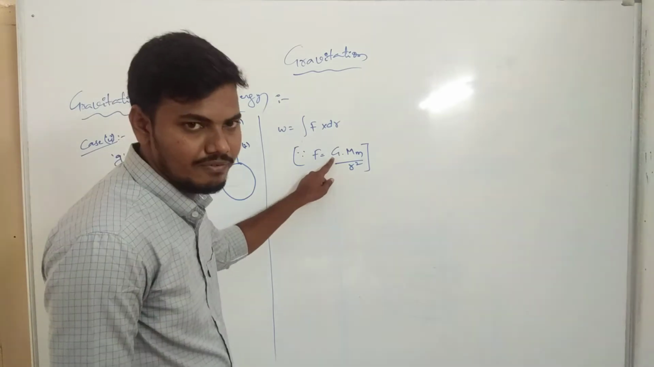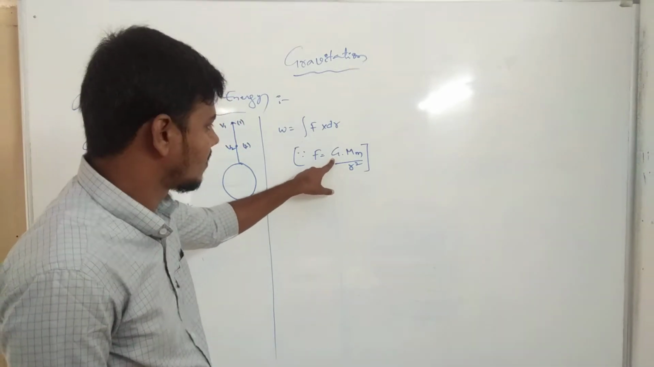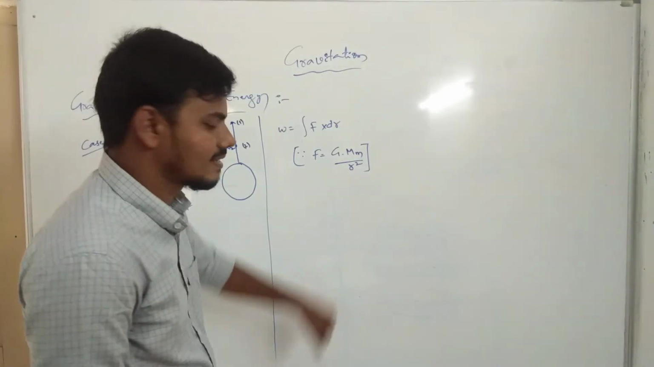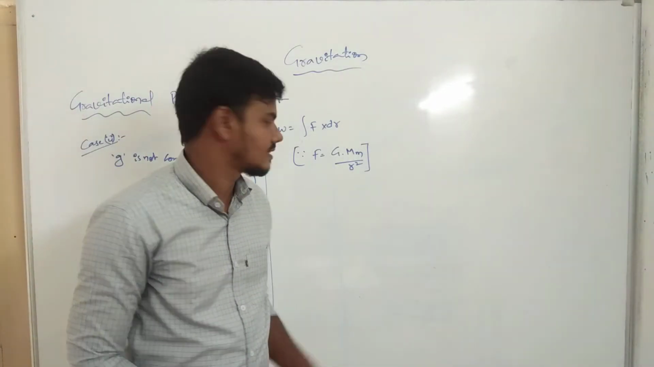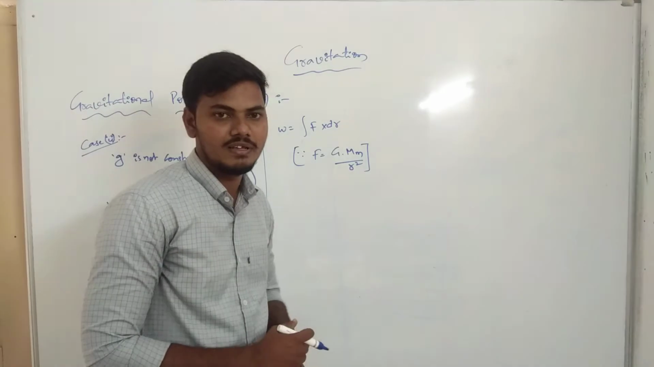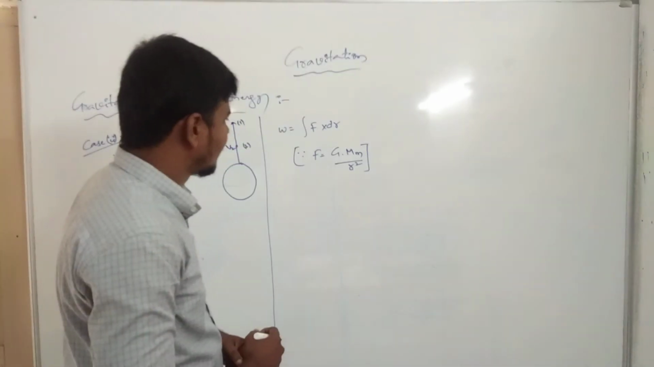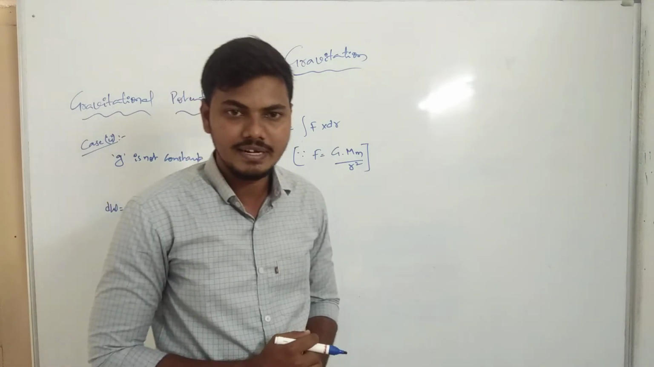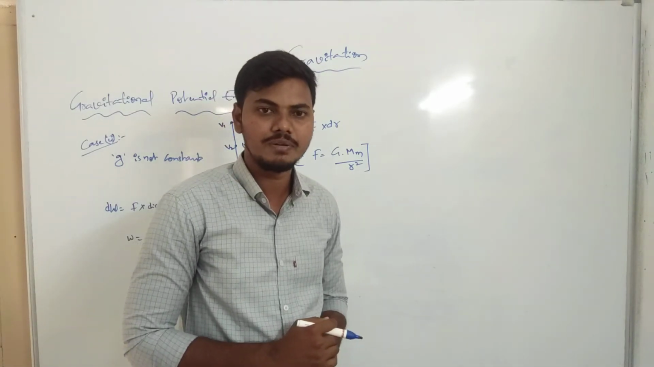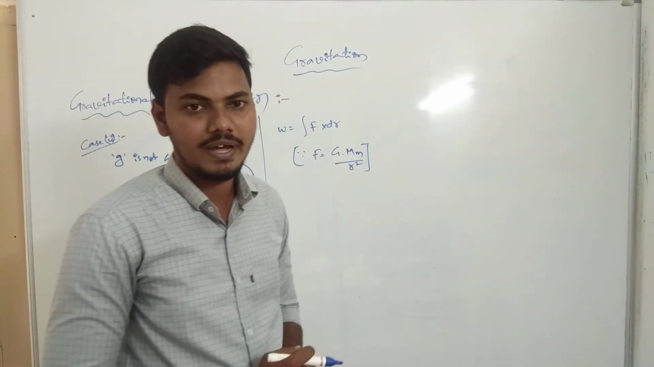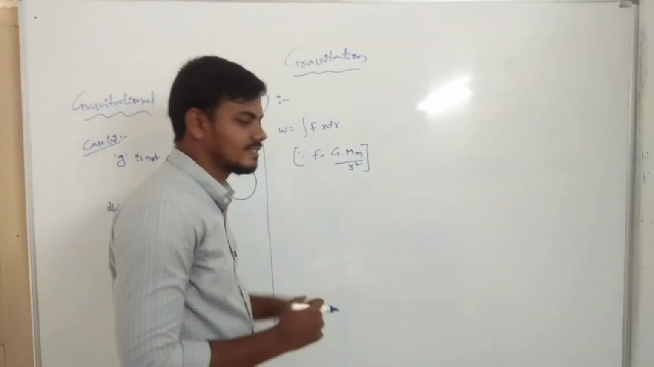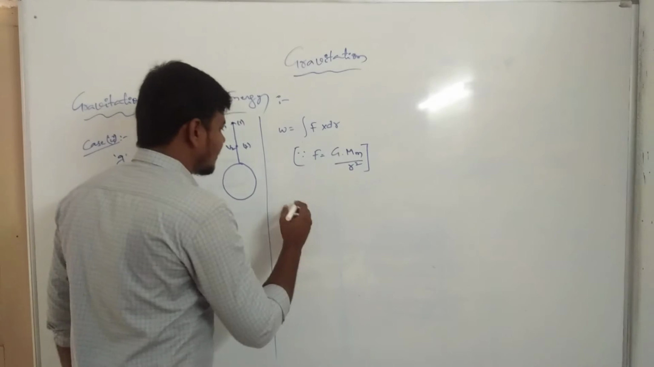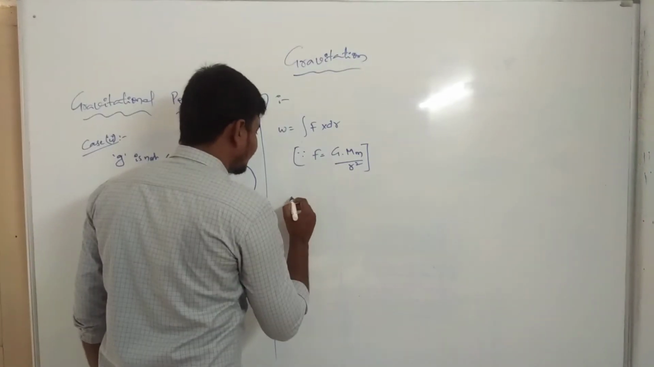Capital G is the universal gravitational constant. Capital M is the mass of the body, and small m is also the mass of a body. R is the distance between the two masses, the first mass to the second mass. Now what is the constant value of G? G is 6.67 into 10 to the power of minus 11 Newton meter square kg to the power minus 2. That is the G value and its units.